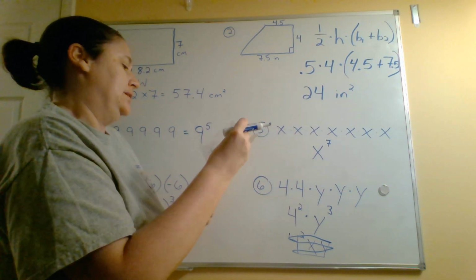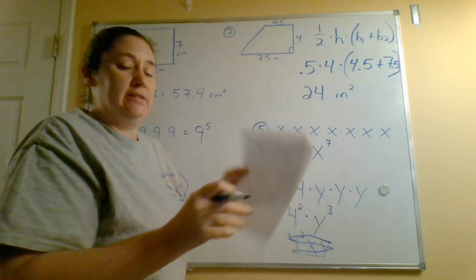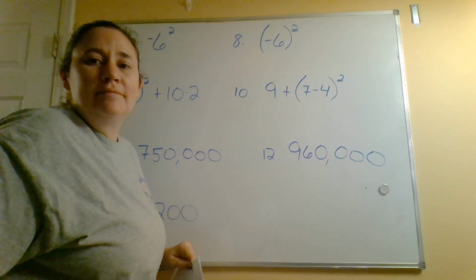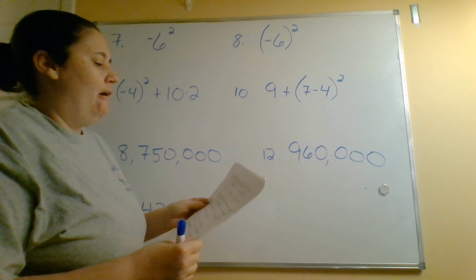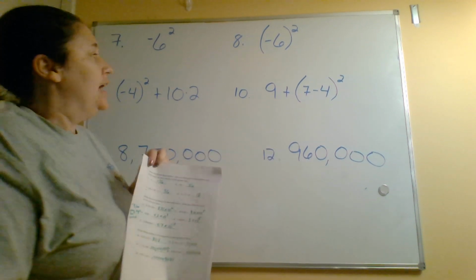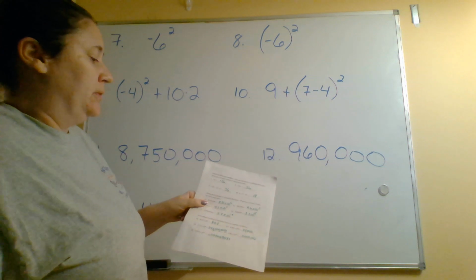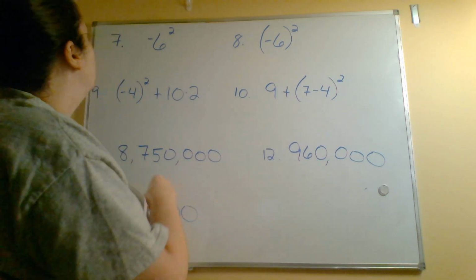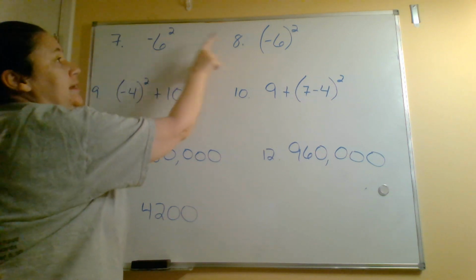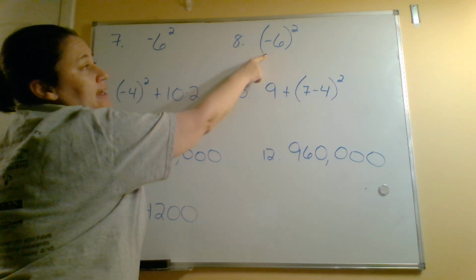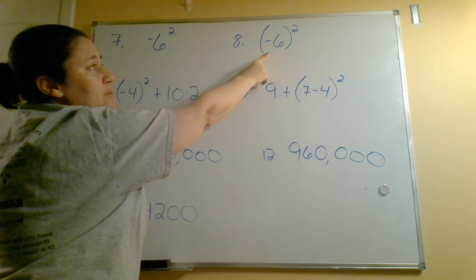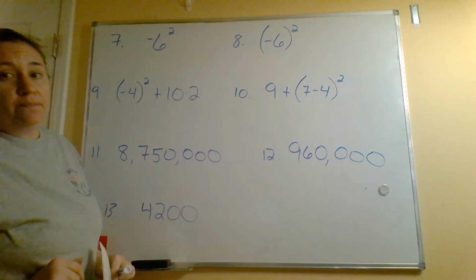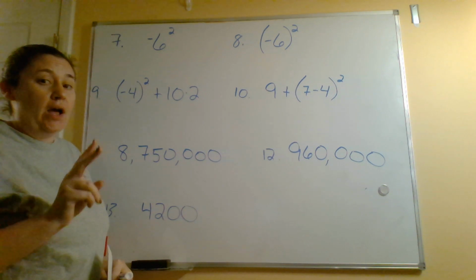All right, I am going to pause the video for just a second to write down more problems. And I'm back. On the next page, at the top, we have to solve these problems by following the order of operations and using exponents. Numbers 7 and 8 look almost exactly the same, except number 8 has parentheses around the -6, and number 7 does not. These are 2 different problems.